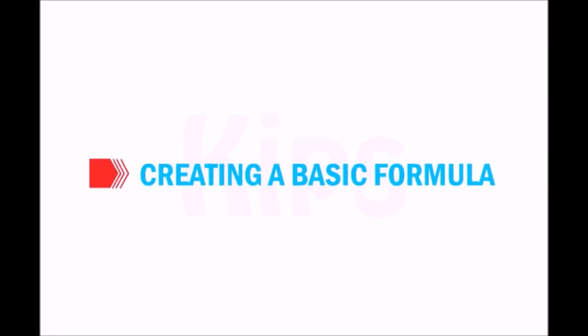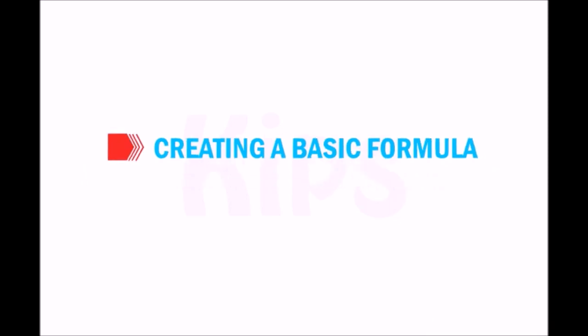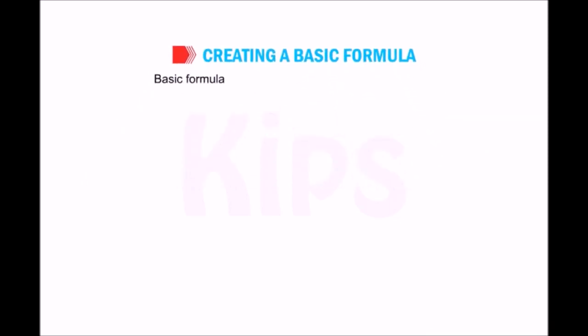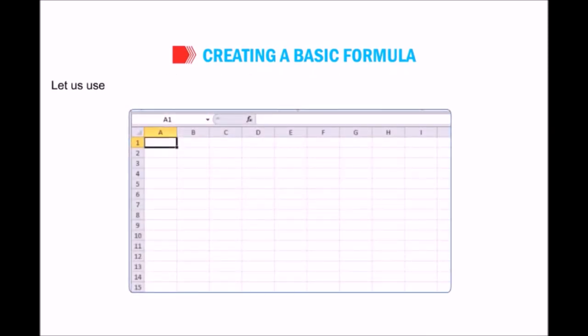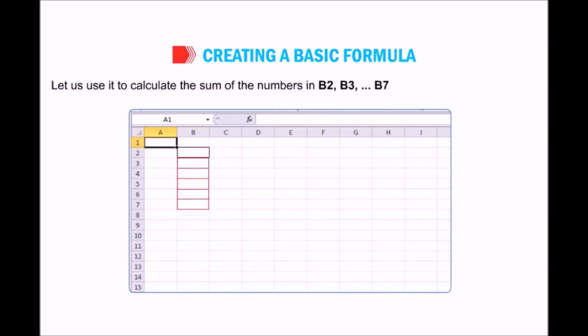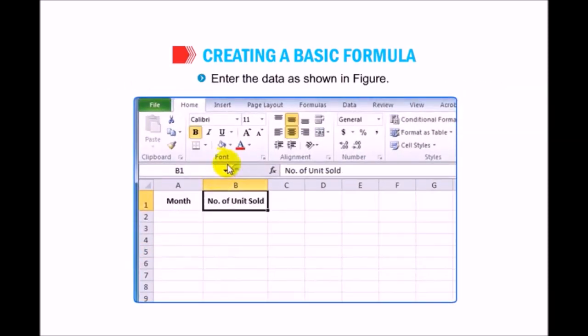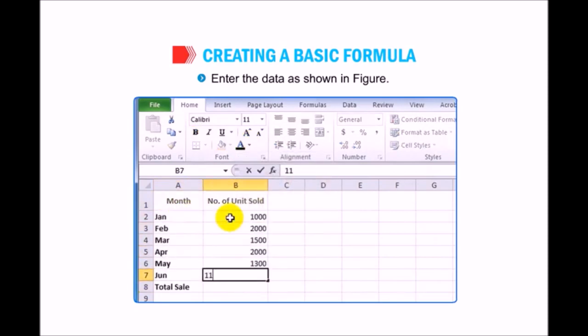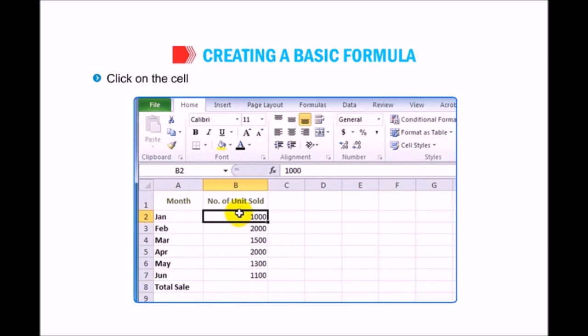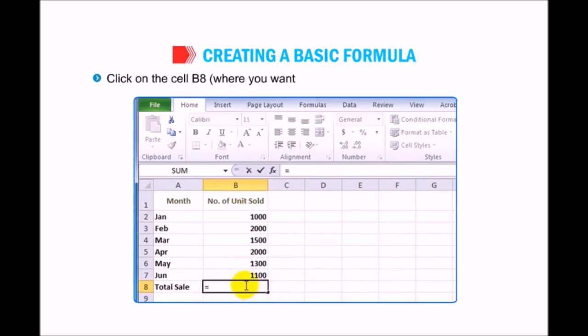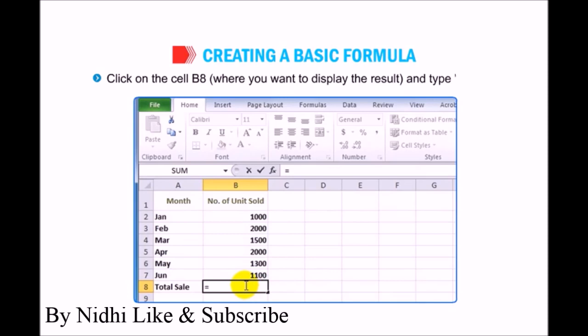Okay, now let us first learn how to create a basic formula. A basic formula involves only one type of operator in it. Let us use it to calculate the sum of the numbers in B2, B3 till B7 and display the result in B8. Enter the data as shown in the figure. Click on the cell B8 where you want to display the result and type the equal to sign.